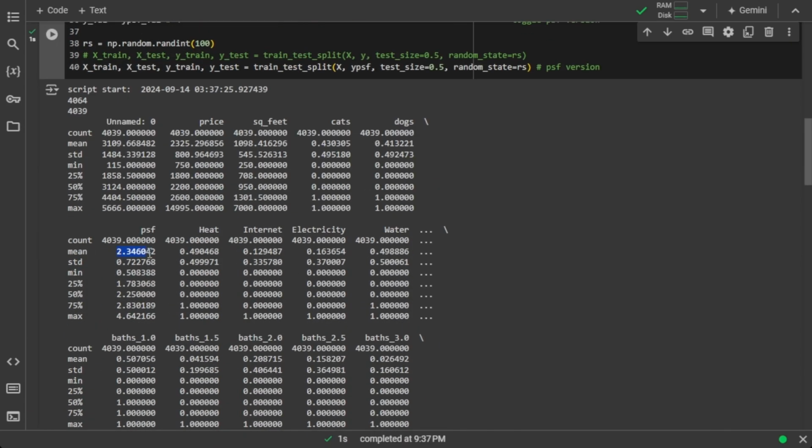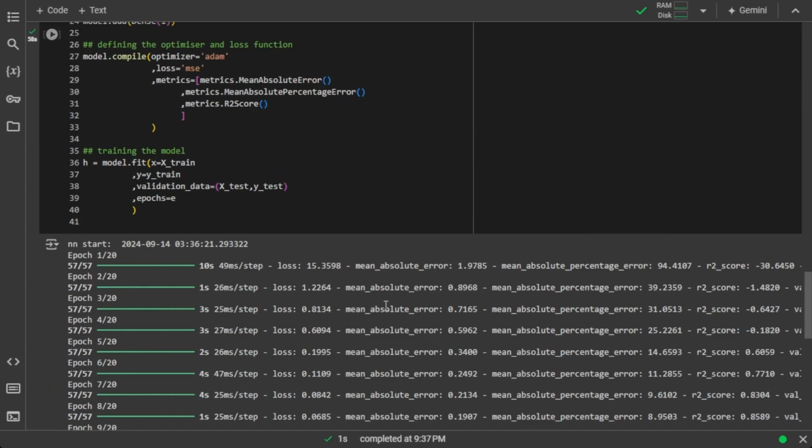So our mean PSF is $2.35, okay? That is to say, the mean of the ones that ended up in what we're working with here is $2.35 per square foot of rental value.